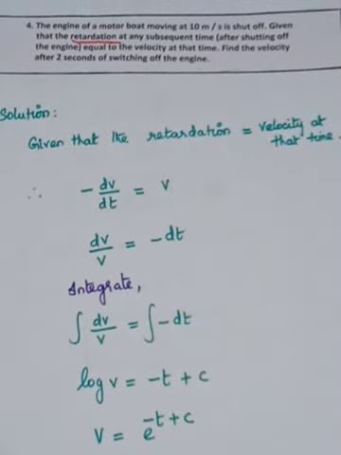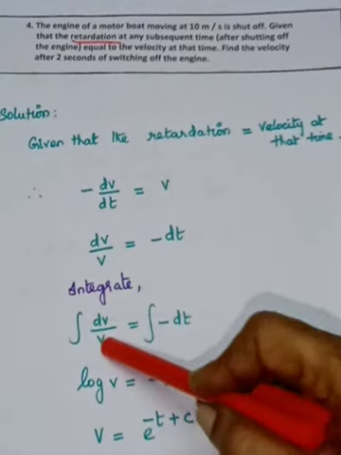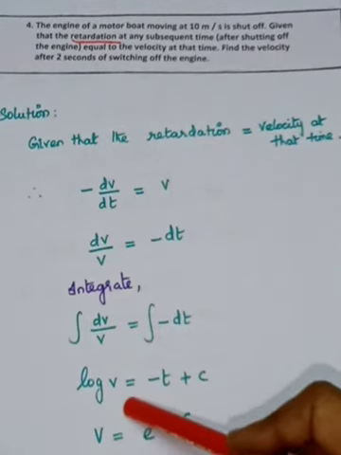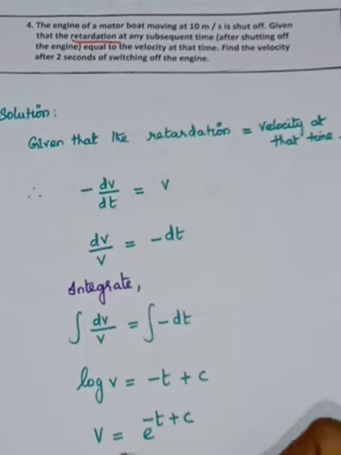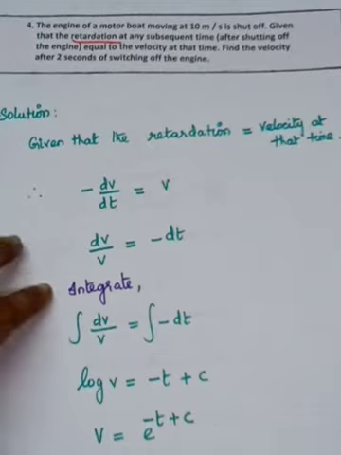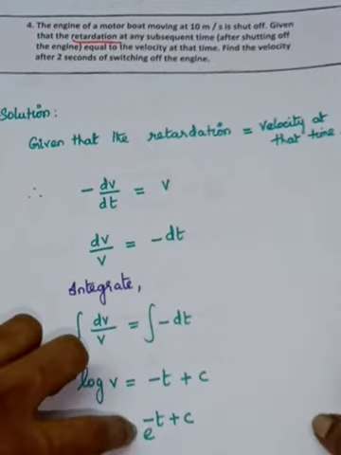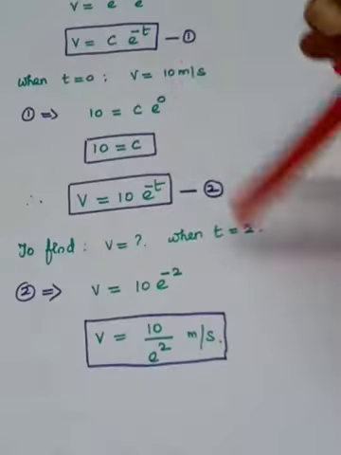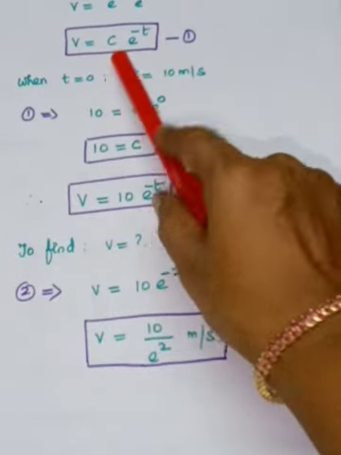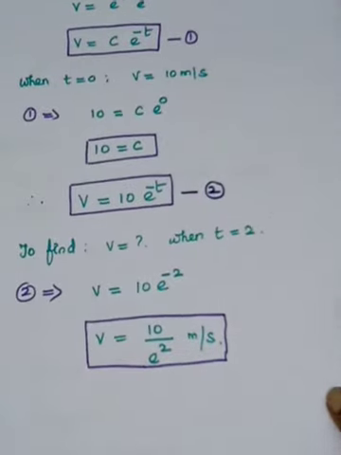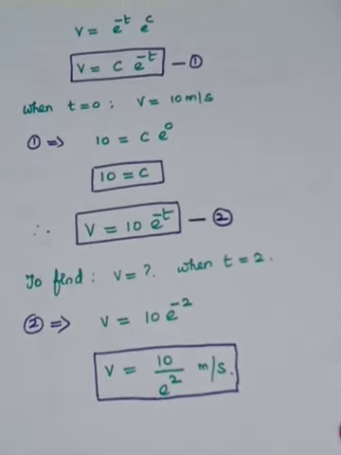So integral dv by v is equal to integral minus dt. Here your integration answer is log v is equal to minus t plus c. So v is equal to e power minus t plus c. How can it be written in multiplication? e power minus t into e power c. e power c is a constant, so it can be denoted as c. So v is equal to c e power minus t.